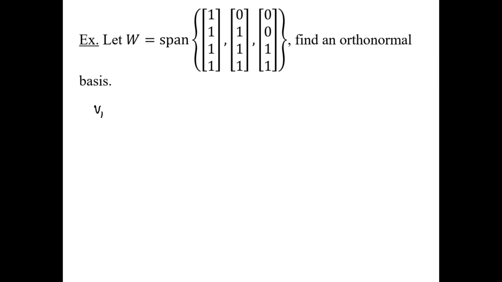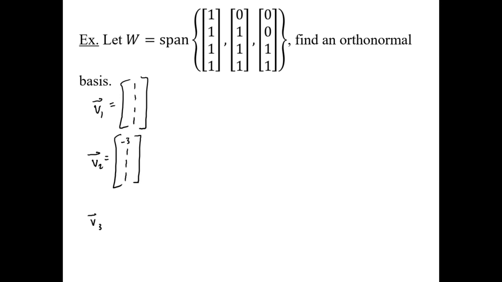So we found that v1 was the vector 1, 1, 1, 1. We found that v2 was the vector negative 3, 1, 1, 1. And we found that v3 was the vector 9, negative 7, negative 1, negative 1. You know, it occurs to me I could check this really quick. If I were to do any of these dot products, they should all be 0. So if I did v1.v3, I'm going to get 9 minus 7 minus 1 minus 1, which is 0. Good. If I did v2.v3, I'm going to get negative 27.